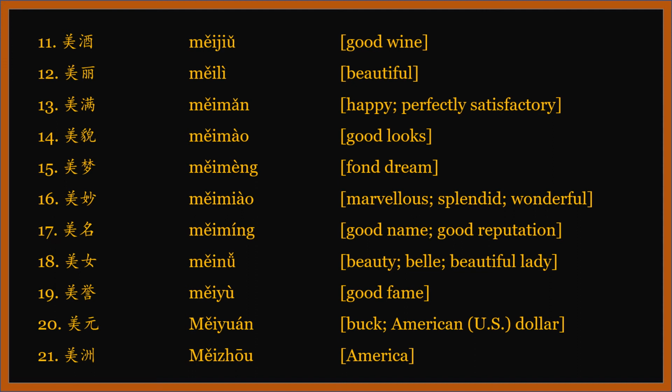美名 means name. So 美名 means good name or good reputation. 美女 means female. So 美女 means beauty or beautiful lady. 美誉 means fame or reputation. So 美誉 means good fame or good reputation. 美元 means yuan or dollar. So 美元 means American dollar. 美洲 means continent. So 美洲 means America.